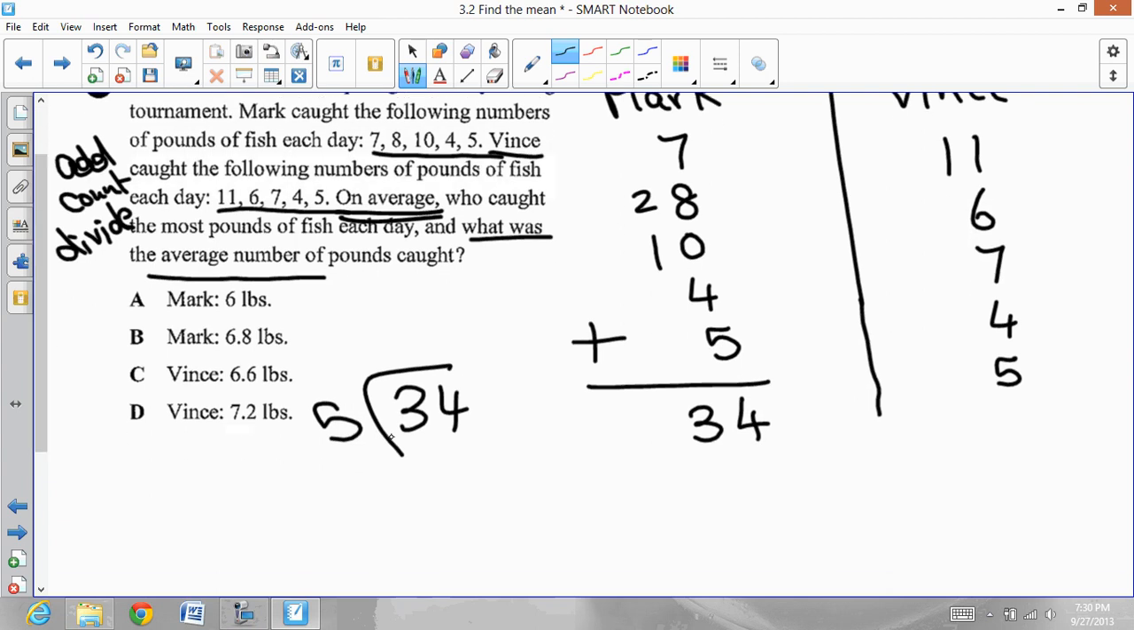5 cannot go in a 3. 5 can go in a 34 6 times. 5 times 6 is 30. Subtract, that is a 4.